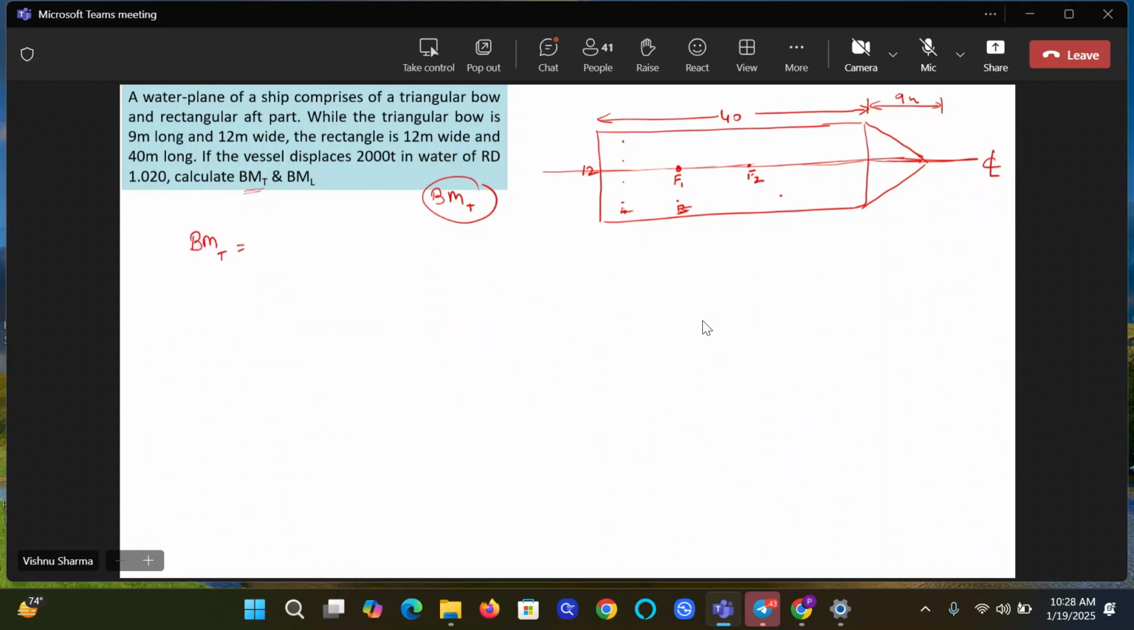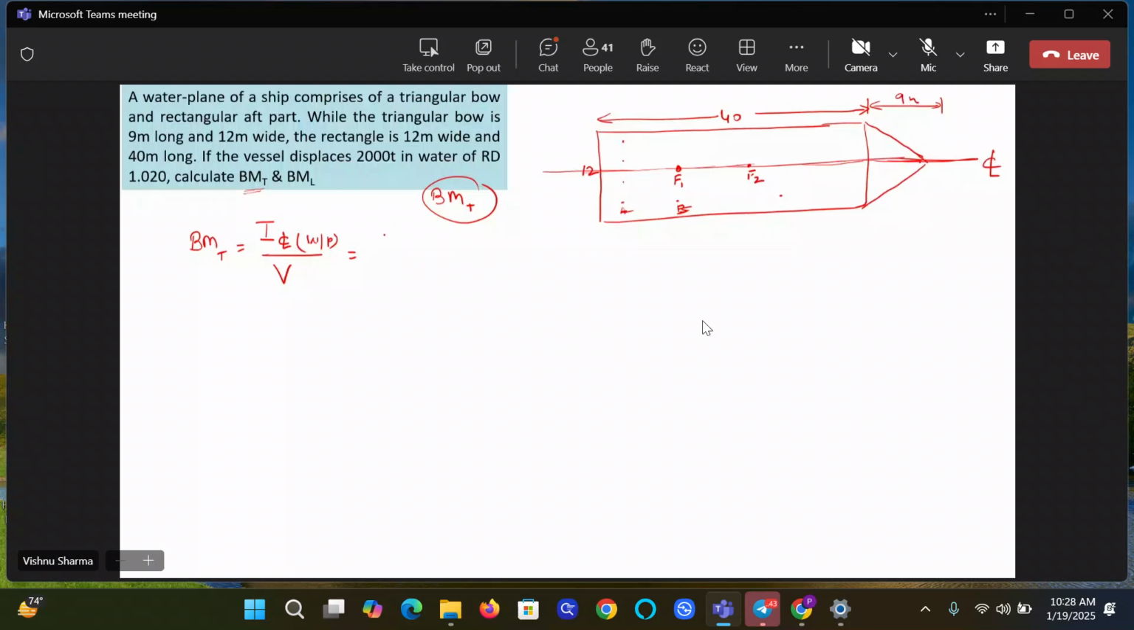BMT will be equal to I about the center line of the water plane, the immersed area, divided by the volume of displacement. Now my shape comprises two shapes, it's a combination. So what will I have to do? I can take the moment of inertia of each shape about the center line and add it up, I1 and I2. Yes or no, beta? Am I right?